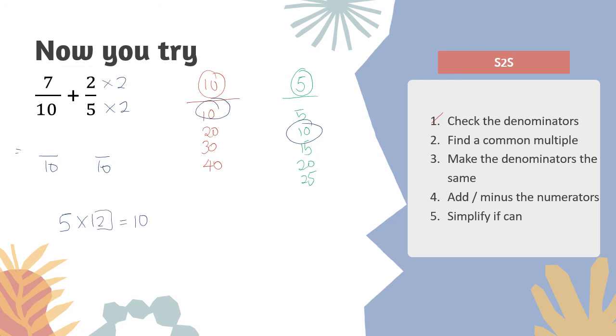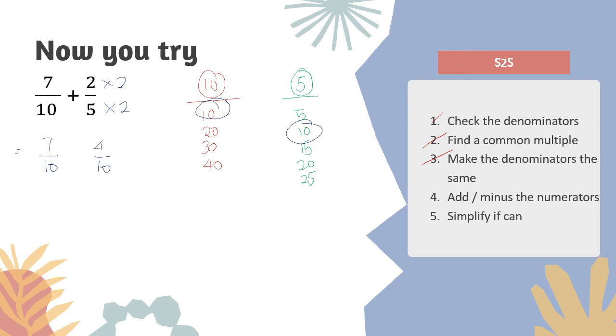Right, so this number goes down because it's the same. You're not doing anything to it. Next, 2 times 2 gives you 4, and 5 times 2 gives you 10. So we've done step 2. That was step 3. So we've done step 3.